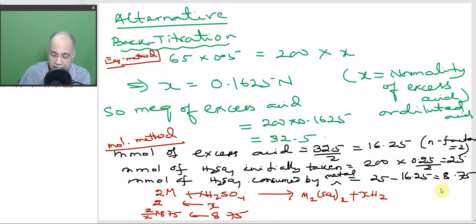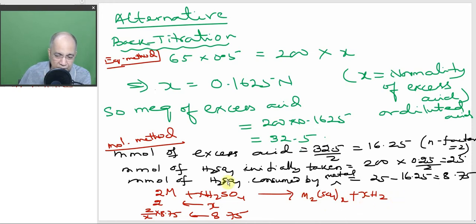So you get the number of millimoles that has been consumed by the metal is 8.75, right? Then you write the equation. You do not know the valency of the metal, so you balance this in terms of X. So it comes to be 2M plus X H2SO4 gives M2(SO4)X, because sulfate has valency 2 but the metal has valency X, plus XH2.